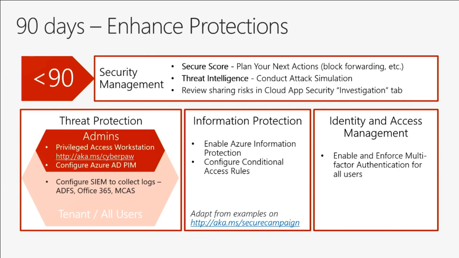So identity access management, enforce MFA for all users, and this is something that helps strengthen it across the board. Security management, so again, secure score, you want to plan your next actions, block forwarding, so these are the things that are specific to you. So in that first quarter, you want to take a look at secure score. We've picked the stuff in this roadmap that is universally applicable to just about every organization sitting in this audience.